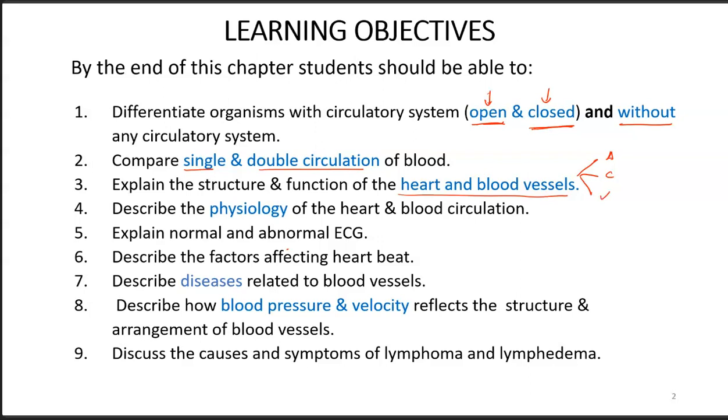Then describe the physiology of the heart and blood circulation. Next, explain normal and abnormal ECG. Describe the factors affecting heartbeat, and describe diseases related to blood vessels. Describe how blood pressure and blood velocity affect the structure and arrangement of blood vessels. Here we are going to look at what pulse is, how pulse is generated, and pulse rate. Next, discuss the causes and symptoms of lymphoma and lymphedema. This is the last subtopic of this chapter, which is related to the lymphatic system.